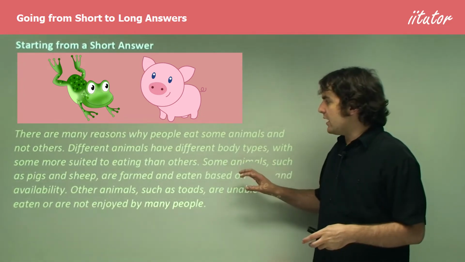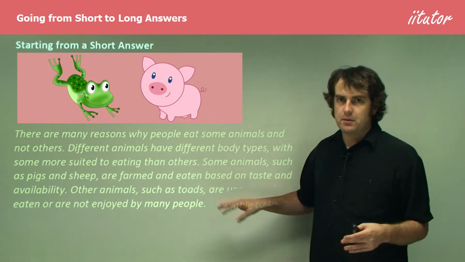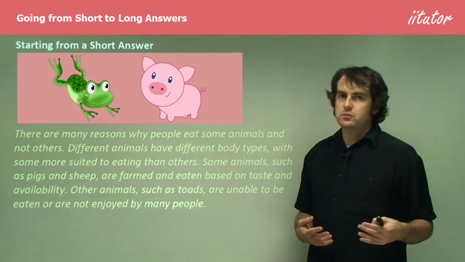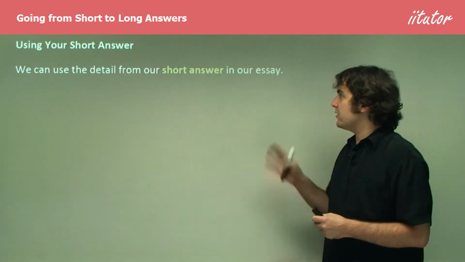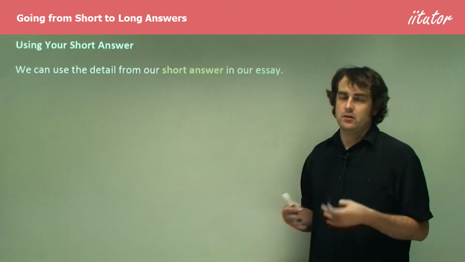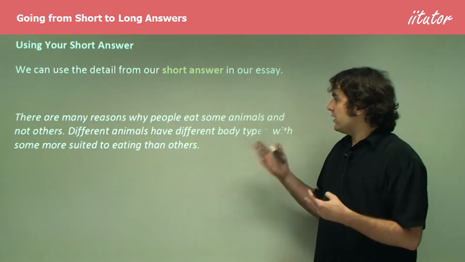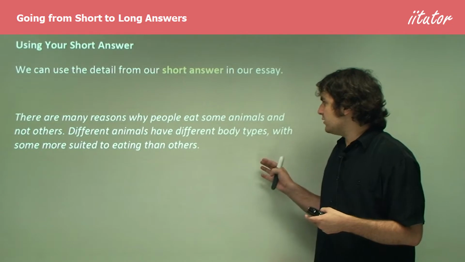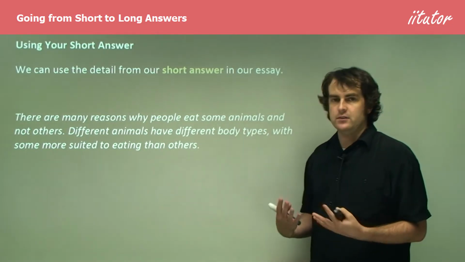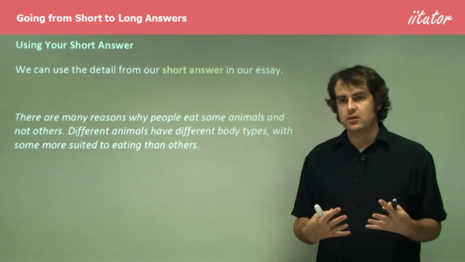So we need to work out which parts of this we keep, which parts of this we drop, and which parts we use in different places. So we can use our detail from our short answer in our essay answer. So there are many reasons why people eat some animals, not others. Different animals have different body types, with some more suited to eating than others. Okay, so we've got the first two sentences here straight up.